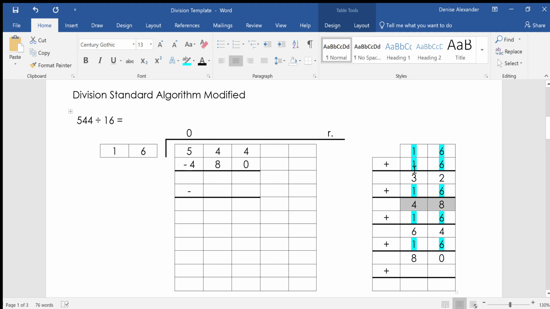Watch, 1, 2, 3. Then over this 4, I'm going to write a 3. Now I'm going to subtract 4 minus 0, 4 minus 8. Remember, put up 4 fingers.